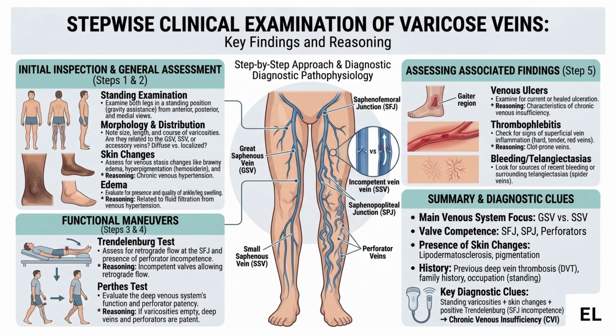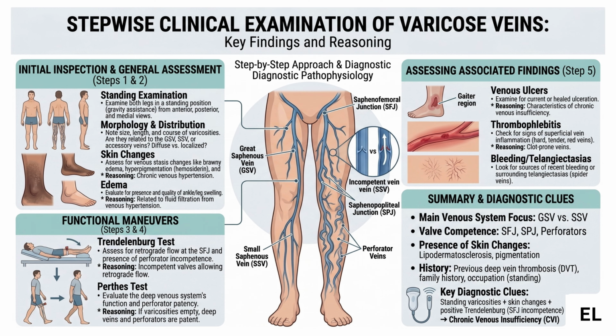Next, we assess for associated findings and complications of chronic venous insufficiency. One of the most important complications is venous ulceration, especially around the gaiter region near the medial malleolus. Venous ulcers are usually shallow, irregular, and associated with surrounding hyperpigmentation and edema. Their presence indicates advanced chronic venous disease.